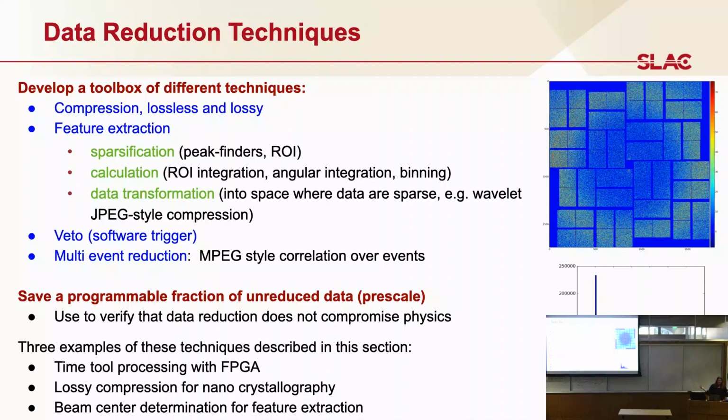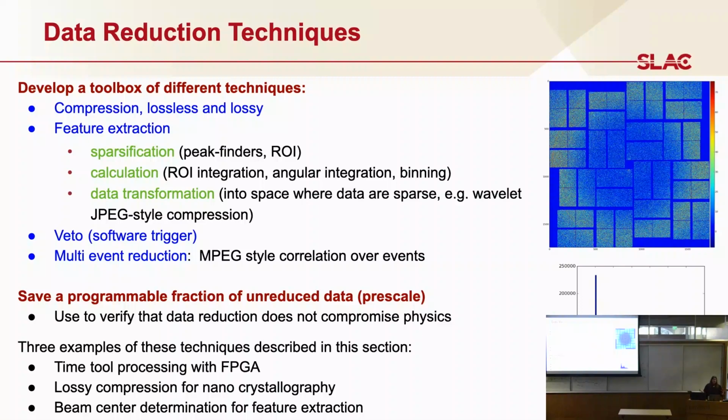Lossless gets you a factor of 2 to 4 at most because of entropy. Lossy could do a lot better though, but you have to be careful and make sure it doesn't affect your data result. Feature extraction, we can do sparsification. If we only illuminate a blob in the center of the screen, we can just read out the blob. So it's not rocket science. You can do data transformation into a space where data are sparse, like JPEG style compression.